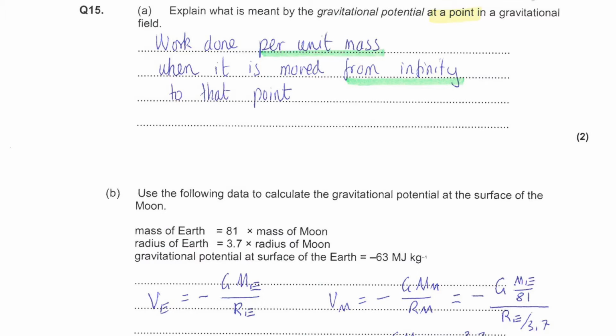So, first point is to say that gravitational potential is the work done per unit mass. And this work is done when a mass is moved from infinity to that point. You may remember that gravitational potential is 0 at infinity. Another consequence of this is that gravitational potential values are always negative, since you must do work to move the mass from any point to infinity.